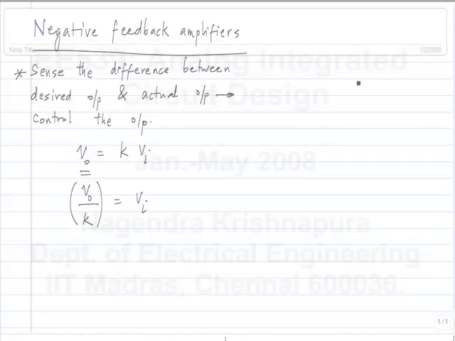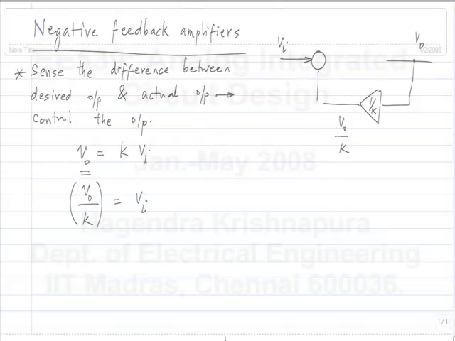So the first thing for me to do is, if I have a certain V0, I have to attenuate it by a factor of K. I'll show it as a block of 1 by K. So here I get V0 by K. And I have the input VI. So I sense the difference between these two. And what should I put here? An amplifier with what? What do we want?